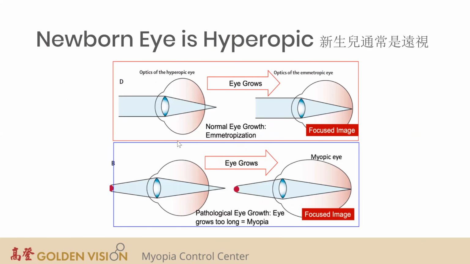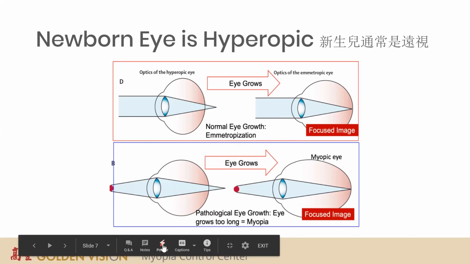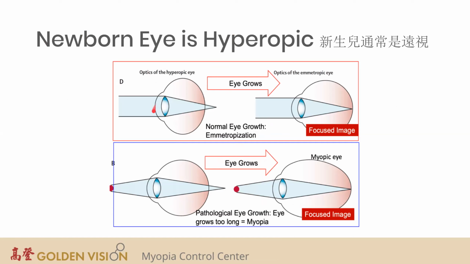From this slide, you can tell that the top image is a hyperopic eye. The image is focused behind the eye. When a child is born, the eye is too short. As one grows older, the eyeball grows longer and longer, catching up with the image, and hopefully by the time they become an adult, the eye will be at the perfect length.